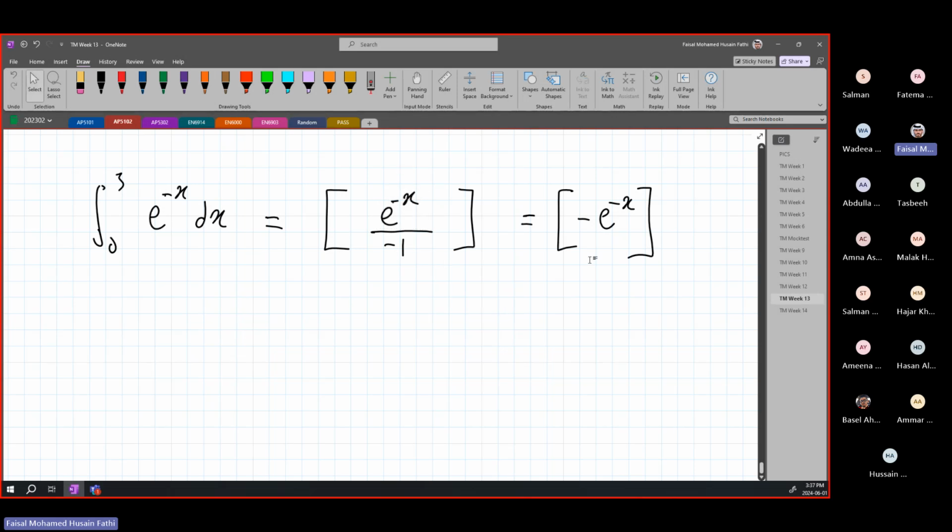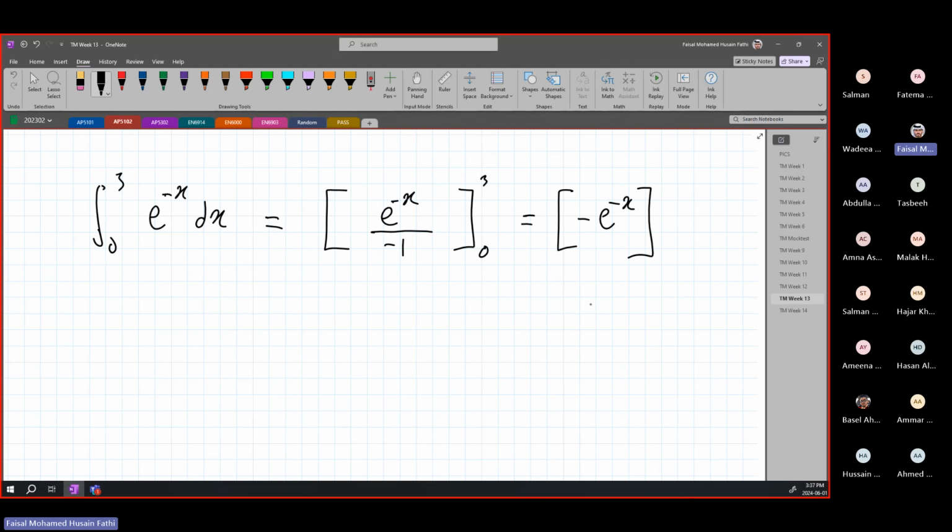All right, but make sure you're looking at your signs, and the range is from 0 to 3. From 0 to 3. All right, and then you're just going to do your minus e to the power of minus 3 minus minus e to the power of minus 0.